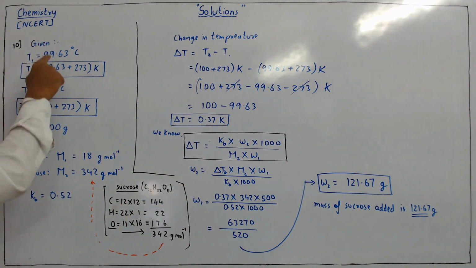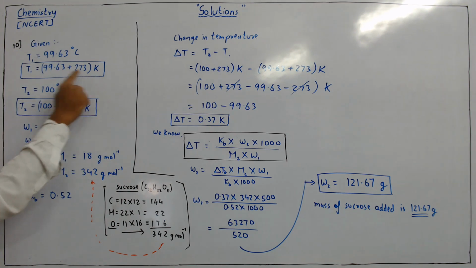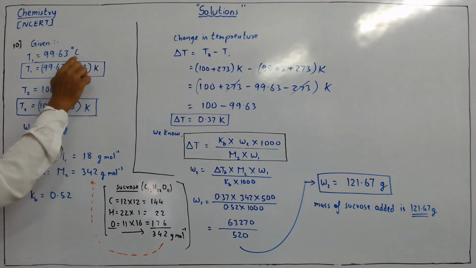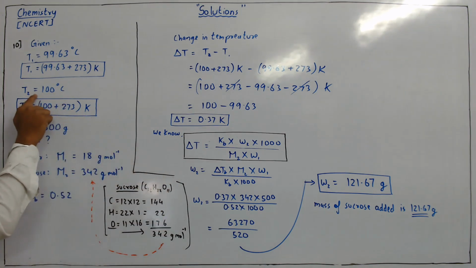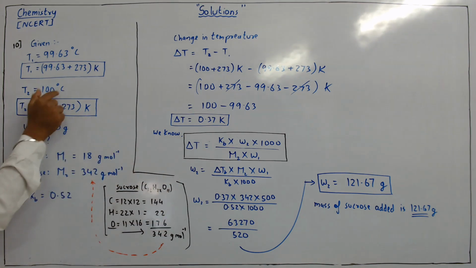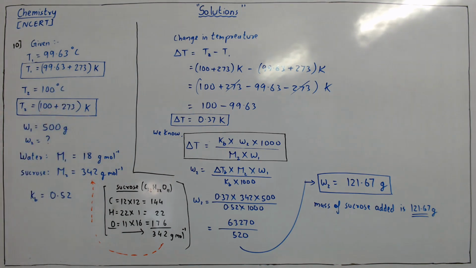So first, the initial temperature of water is given. This much degree Celsius we have converted to Kelvin by adding 273, right? Degree Celsius to Kelvin, you all know that. Again, the next temperature of water given is 100 degrees Celsius. If we add 273, it is converted to Kelvin. See, in the question, mass of water is given, 500 gram, and what we need to find? Mass of sucrose, that is mass of solute. How much we need to add? So we need to find the mass of sucrose.